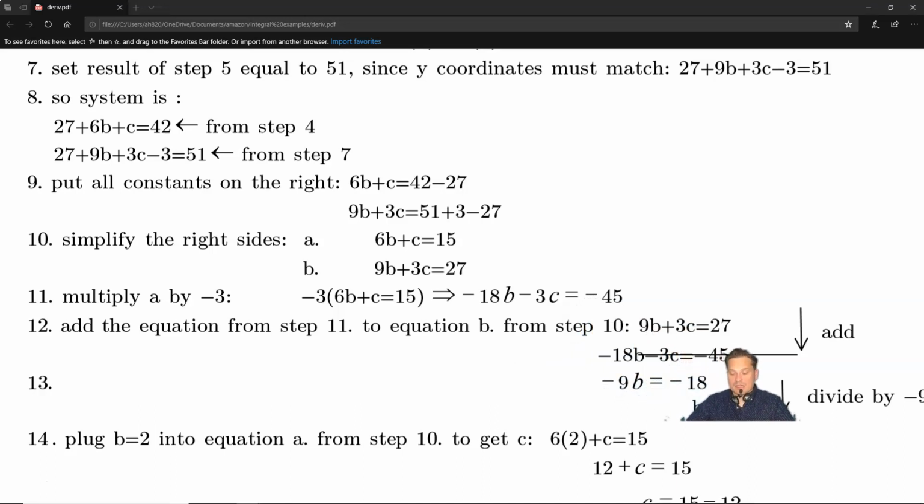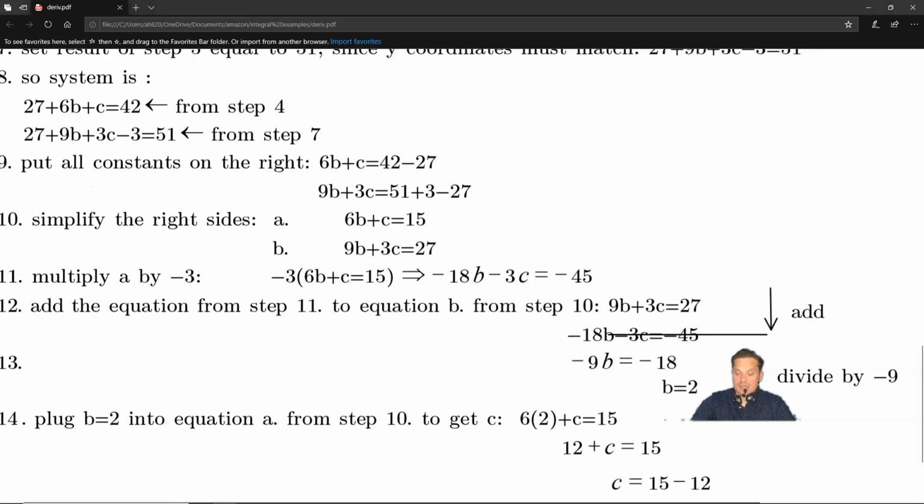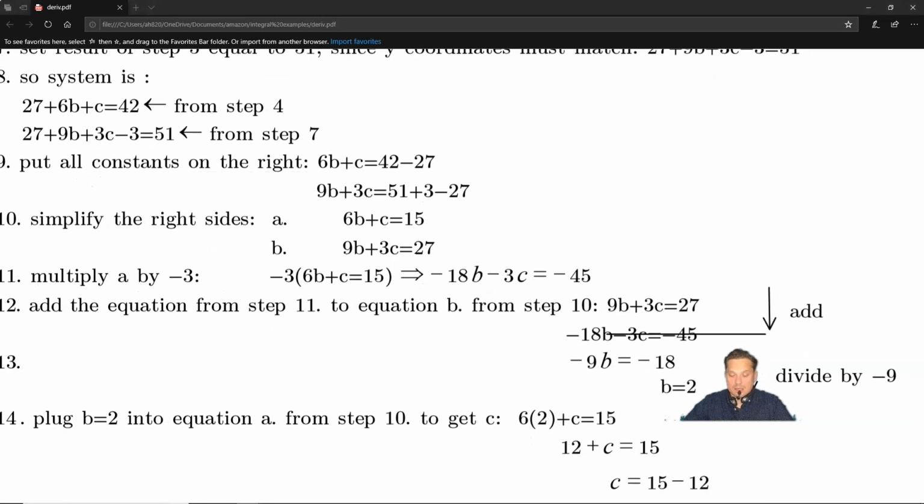Now this line above my head is not meant to go through that equation. It's just a printing mistake, so pretend it's not there. What I have therefore is the following: 9b plus 3c equals 27, plus negative 18b minus 3c equals negative 45.